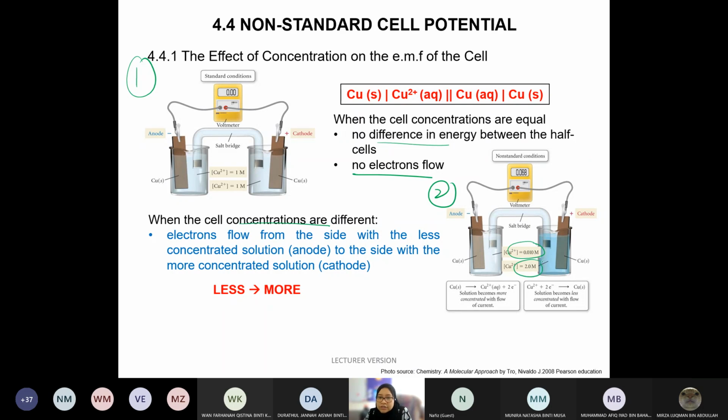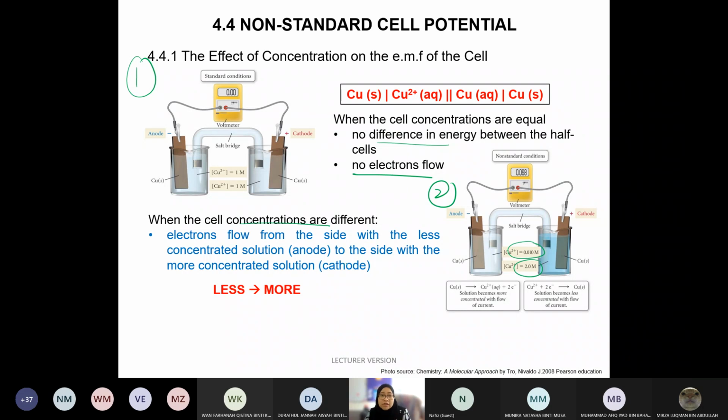Very concentrated, and we can observe this in terms of the color intensity of the solution. On the left hand side, can you see? It becomes lighter blue. On the right hand side, the half cell is more bluish, the color is more intense. So the electron will flow from the side with the less concentrated solution, which is the anode. It is always from the anode to the cathode.